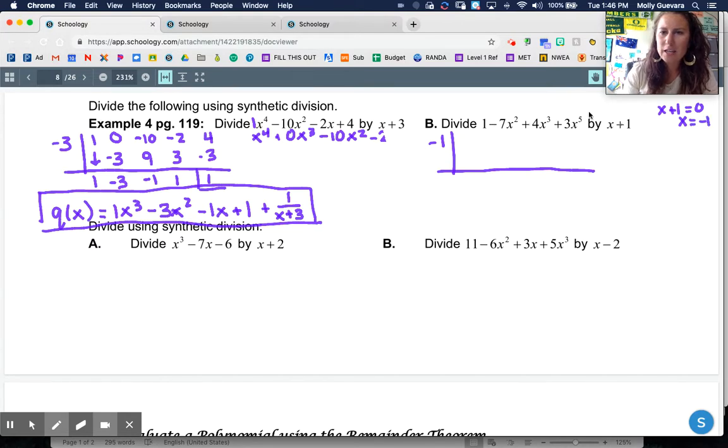And then I need to go in order. Well, my biggest exponent is a 5. So the leading coefficient there is 3. I don't have an x to the 4th. Do you see that? So I have to put in a 0. Then my x to the 3rd is 4. Then my x squared is -7. Then my x to the 1, I don't have an x to the 1, so it's 0 again. And then my x to the 0 is +1.